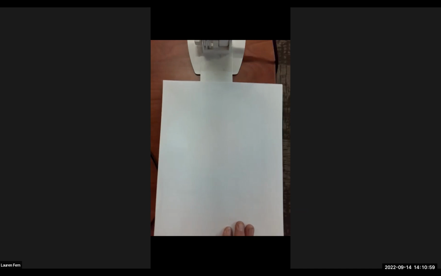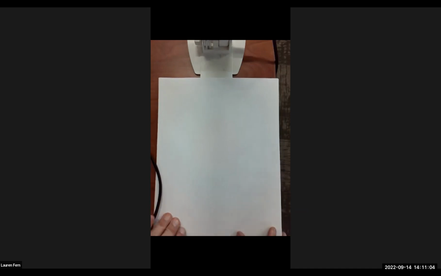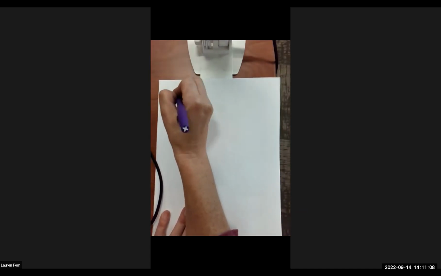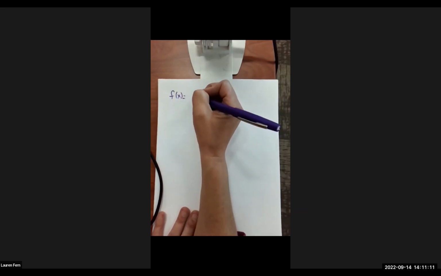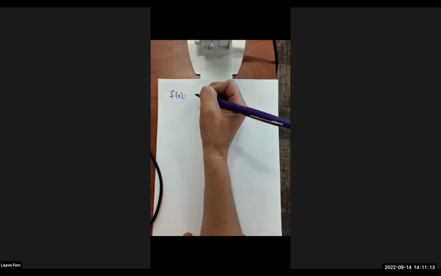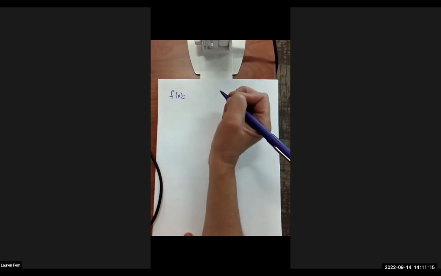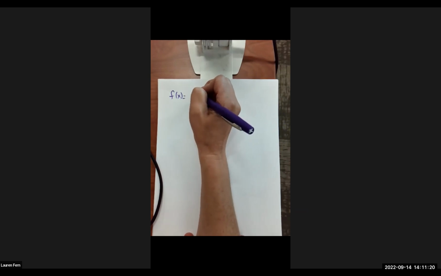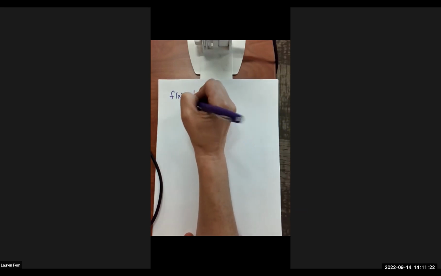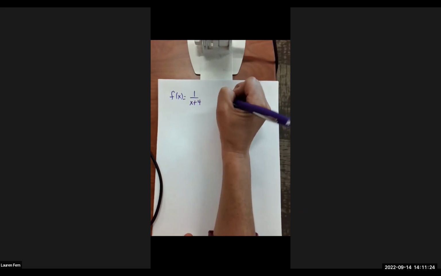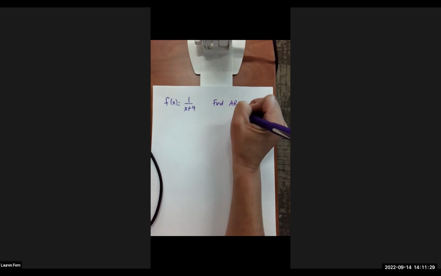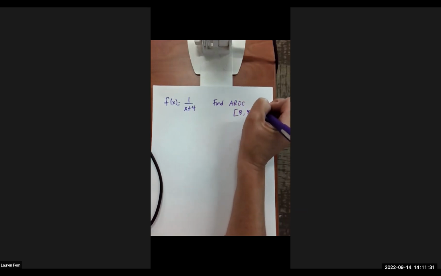The next one I'm going to do is from section 1.3. This looks a lot different. It's a very different type of question. So suppose f of x. Now you're all going to have homework problems similar to this. It's not going to be exactly this, but maybe it will. But what we want to do is find the average rate of change on the interval from 8 to 8 plus h.